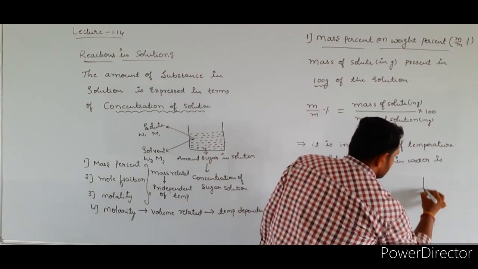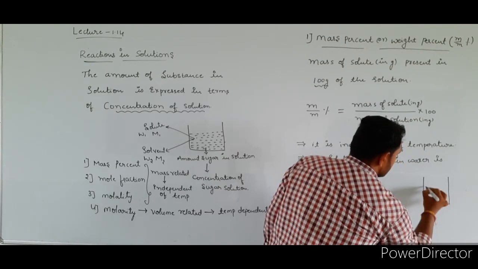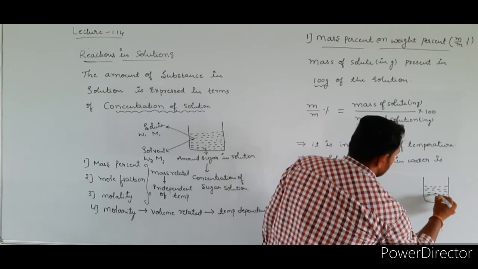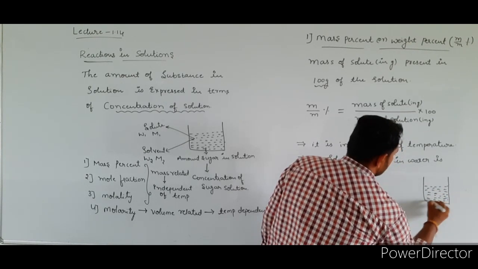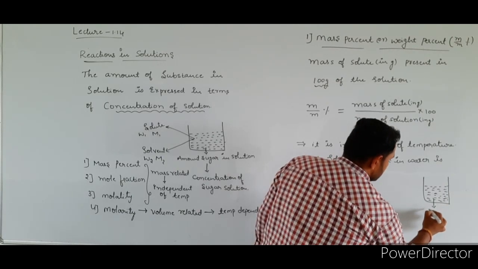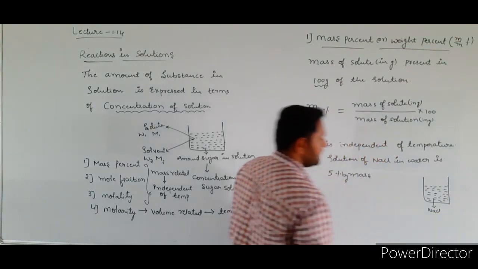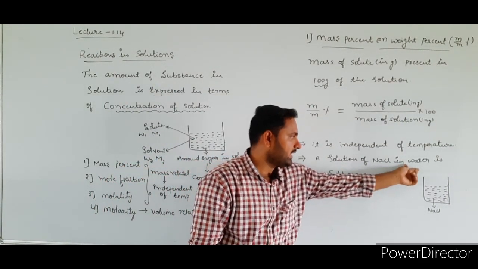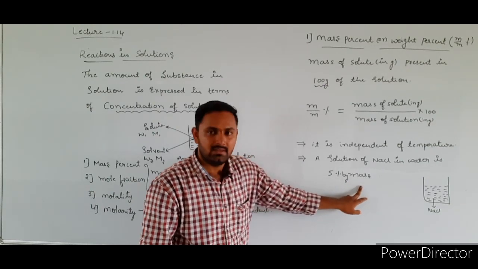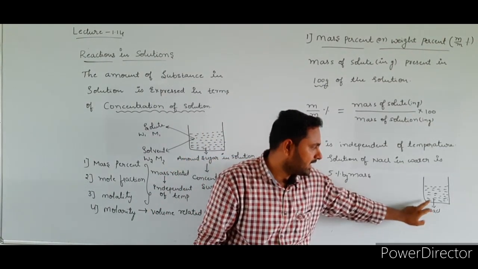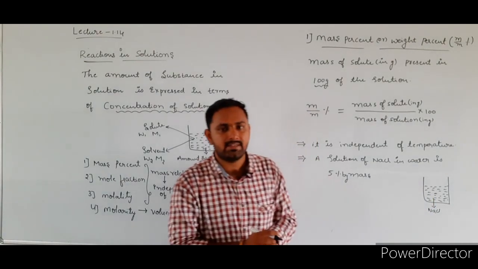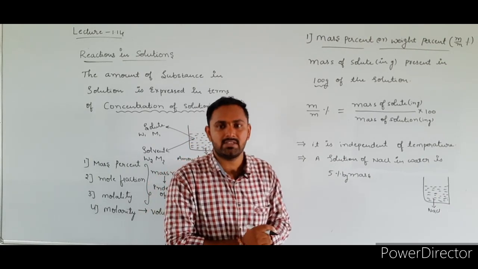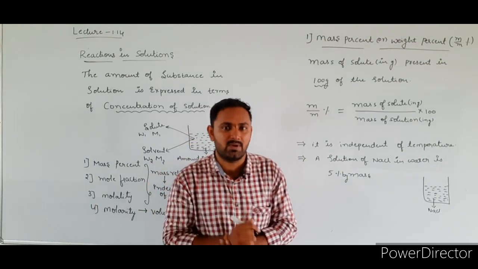For example, consider a sodium chloride solution. The solution is prepared by using water. Here the solvent is water, and the solute is sodium chloride. A solution of sodium chloride in water is 5% by mass. The amount of sodium chloride in water or in solution is expressed as the concentration of the solution. The concentration of a solution we can express in different ways. The first one is mass percentage.